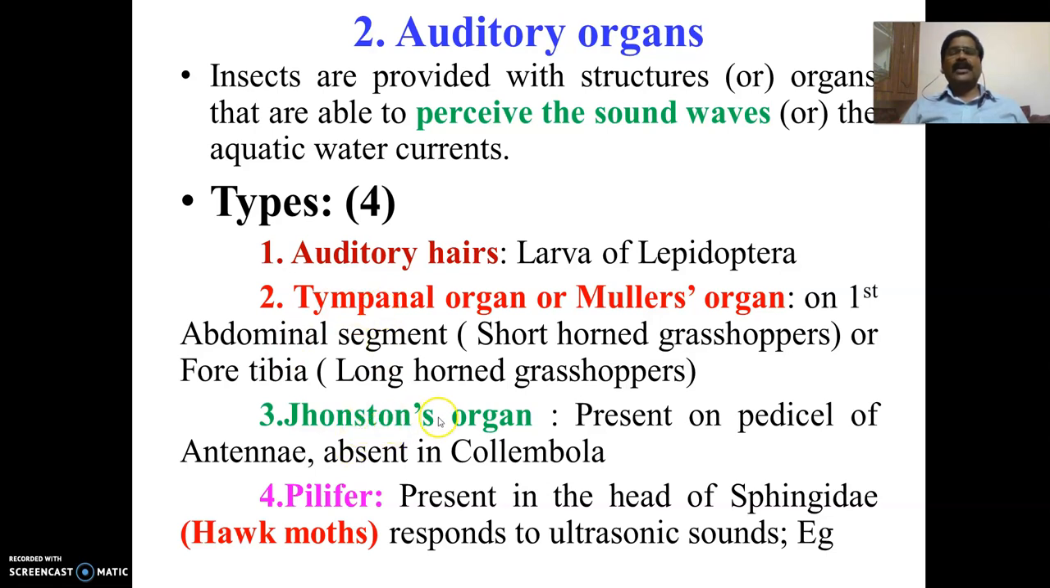The third organ is Johnston's organ, which is also a very important organ. This organ is generally located on the pedicel segment of the antennae. Okay, these organs are present in almost all insects except Collembola.